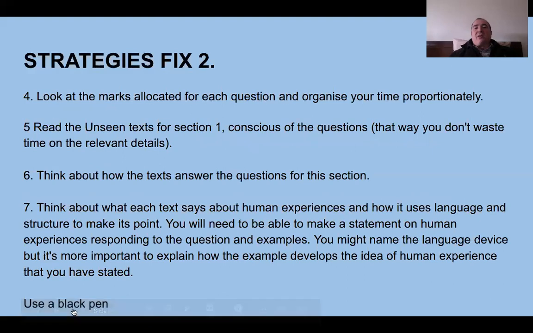We look at the marks allocated for each question and organise the time proportionately. Obviously, if we have a question worth 1 mark, we spend less time on it. If a question's worth 5 or 6 marks, we spend more time on that question. I call those questions the discriminator questions. They're there deliberately to make sure that the top students get the most marks, the average students get a middle of the range mark, and the weaker students get a lower mark. So be aware of that.